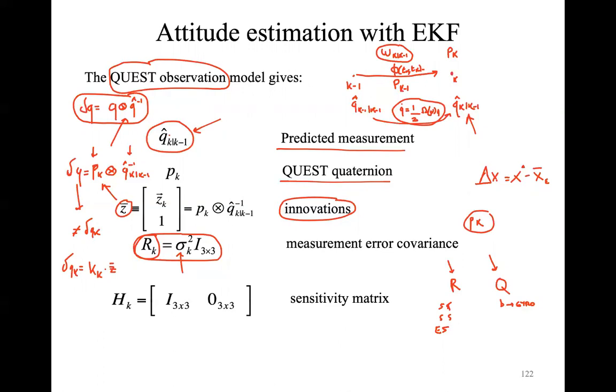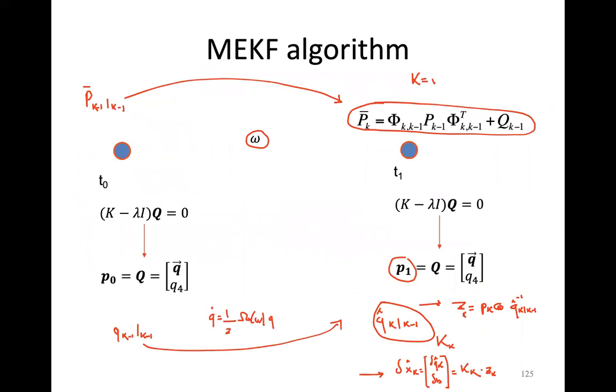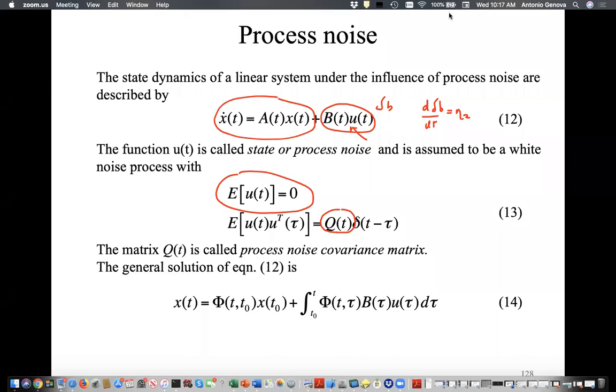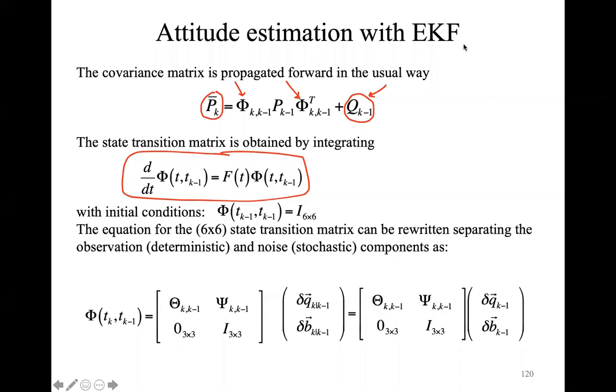In reality, what you need to do is try to build the matrix Q using this process noise. I think there are probably many questions that we need to address regarding the Kalman filter. So that's the reason why. Let me pause the recording.